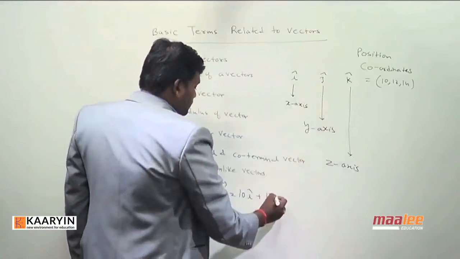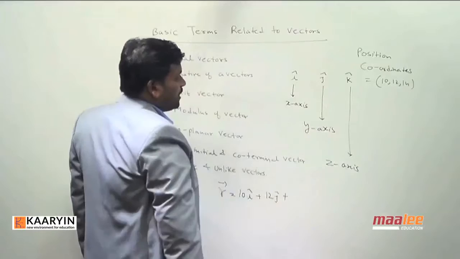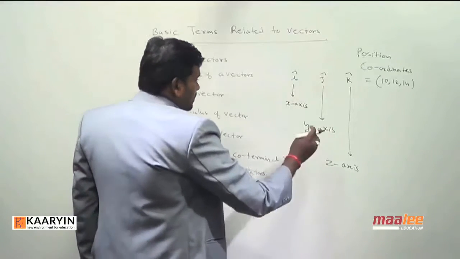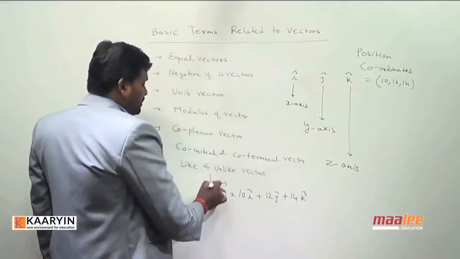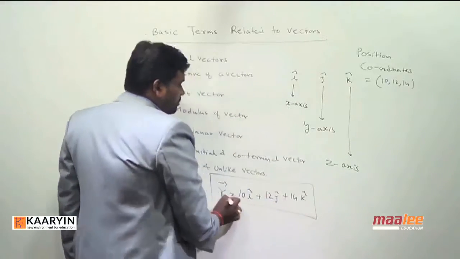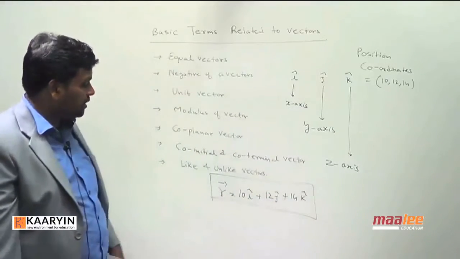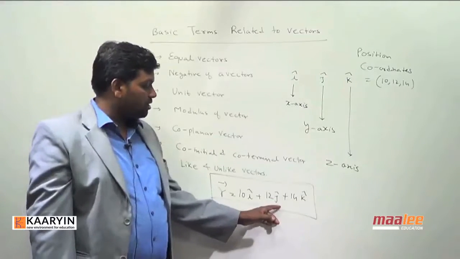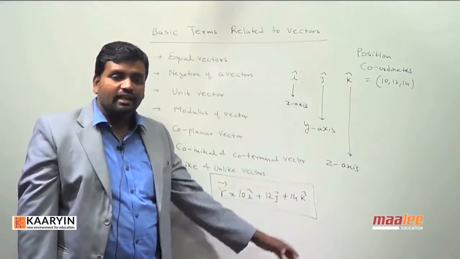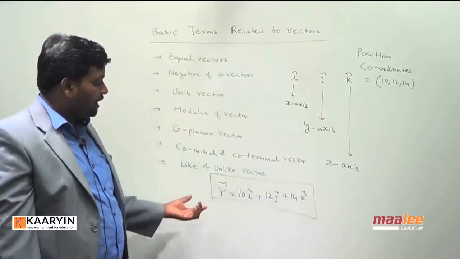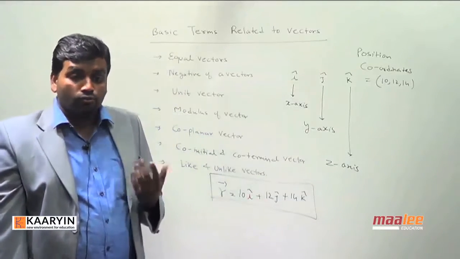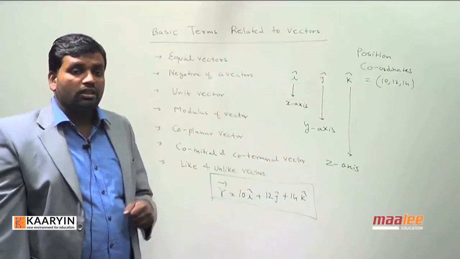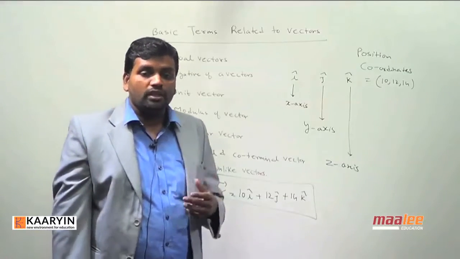That is j cap. What is the magnitude along z-axis? That is 14, and what is the direction? k cap. So, what is the position vector for that bird? So, position vector for that bird is 10 i cap plus 12 j cap plus 14 k cap. So, you can represent a vector in 2D or 3D or one dimension form using unit vectors i cap, j cap, k cap.